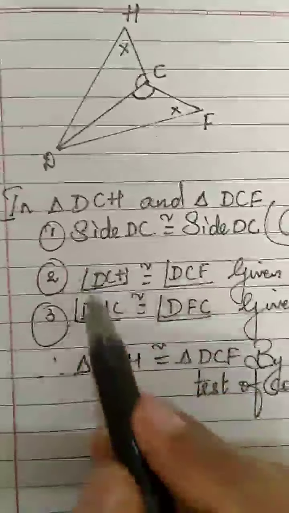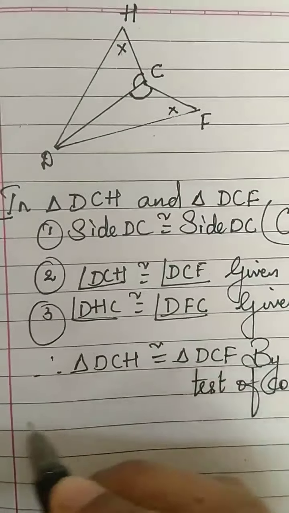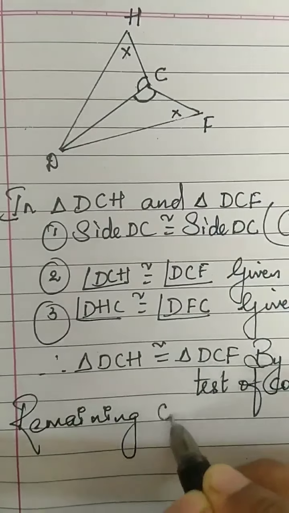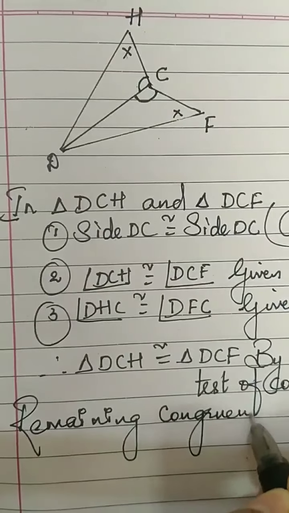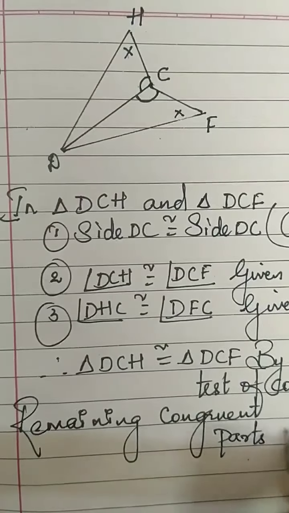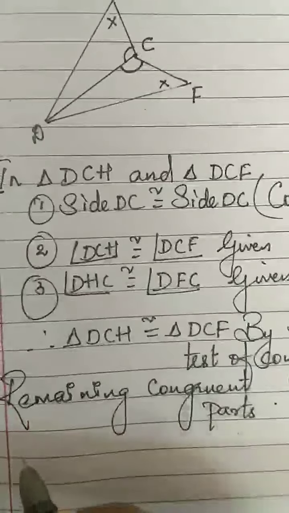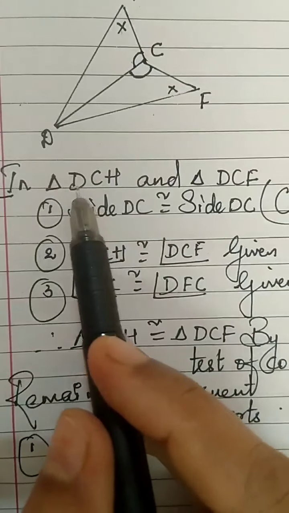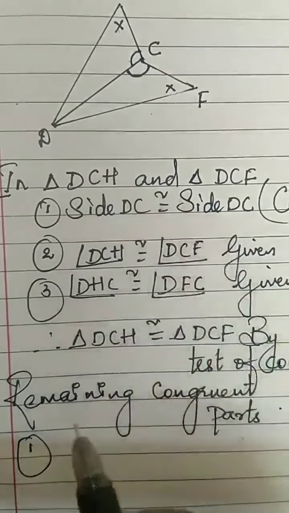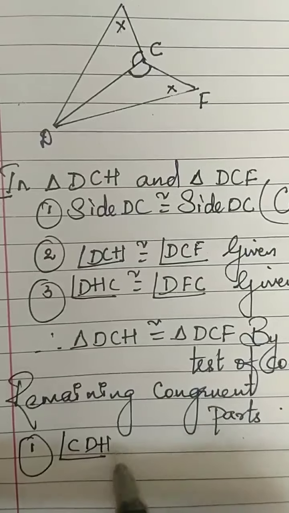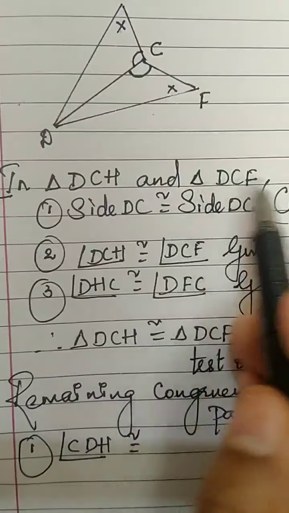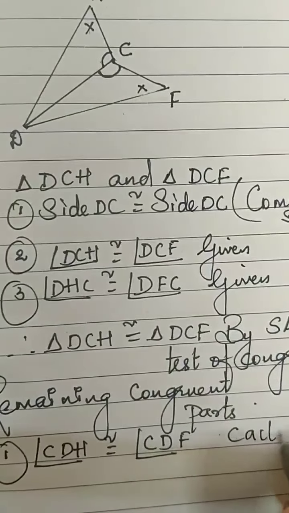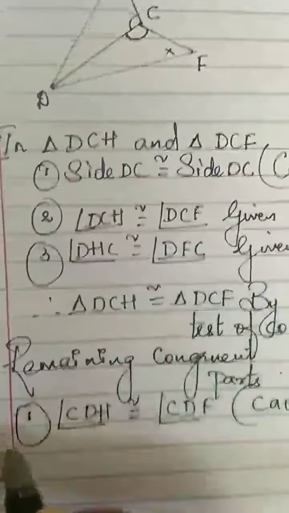Okay. So three things we require to prove the triangles congruent. Now which are the remaining parts? You write. Which are the remaining congruent parts? Two angles are taken. Which is the third angle which is not taken? C came in the center, H came in the center. Now D should come in the center. So angle CDH is congruent to, similarly, angle CDF. Angle, so CACT. One side taken, now two more sides.